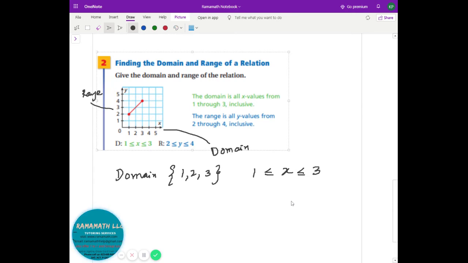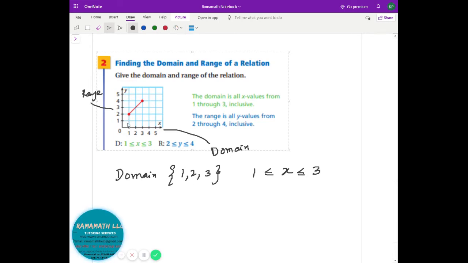So what does that mean? x is between 1 and 3. So x means 1, 2, and 3. Do you understand that? 1 less than x less than 3. So when you look at the domain, you're looking for the x values, the x numbers.